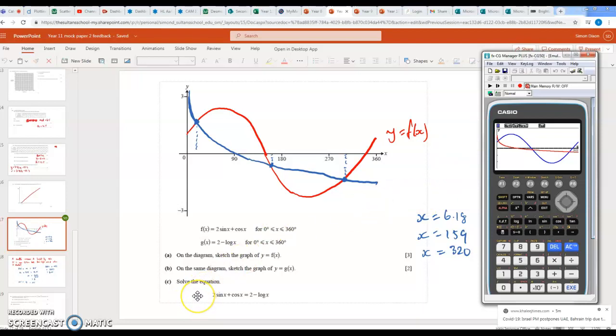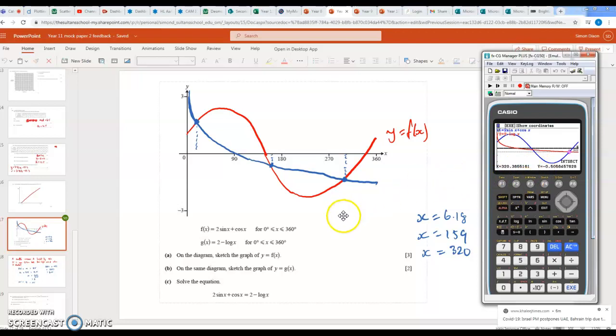But the question then says, solve the equation. Well, the solution to this equation, because they're actually the two graphs I've already drawn, must be the intersections of the 2 points. So go gsolve, intersection, and find out the x values of the intersection. So the first one has an x value of 6.18 to 3 significant figures. That's why I got that value there. Click to the right, I get the next one. It would be 159 to 3 significant figures. And then lastly, 320 to 3 significant figures.